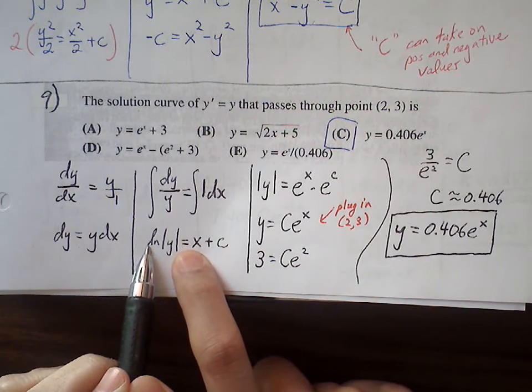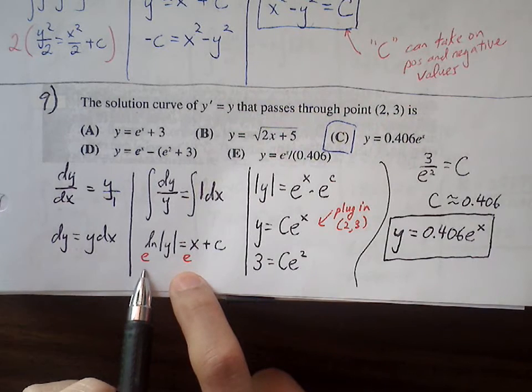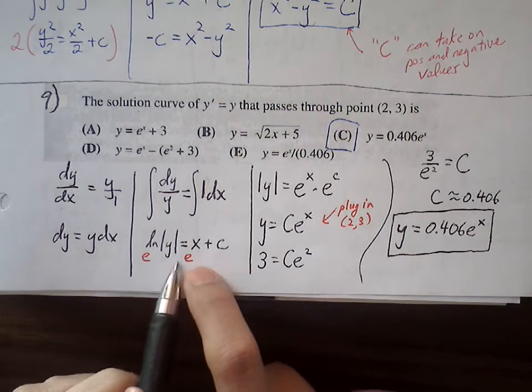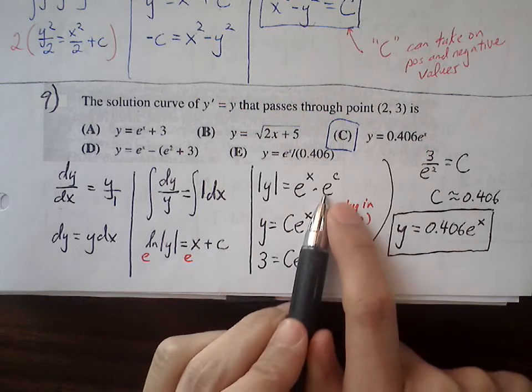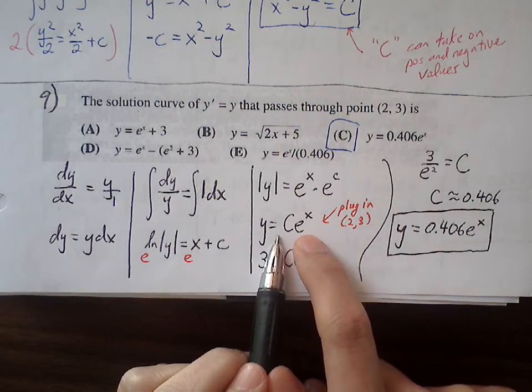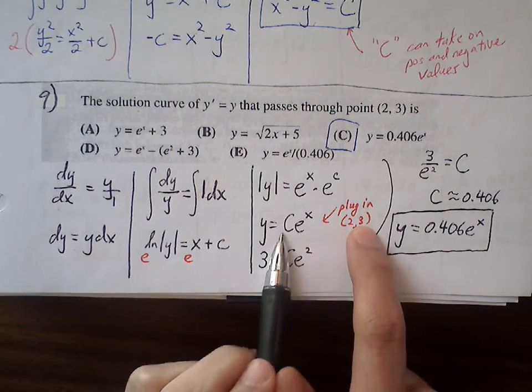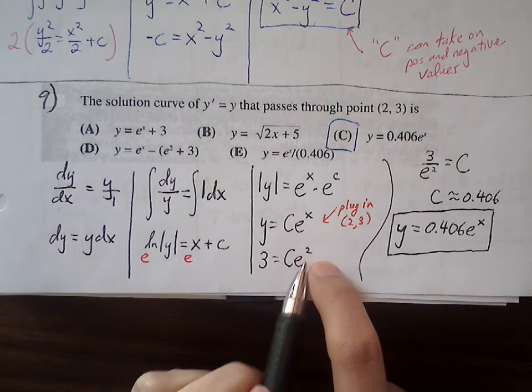We can exponentiate both sides, base e. Once we do that, the left side cleans up. We get e to the x times e to the c. This cleans up to be just ce to the x. 2 plugs in for x, 3 plugs in for y. We get 3 is equal to ce squared.